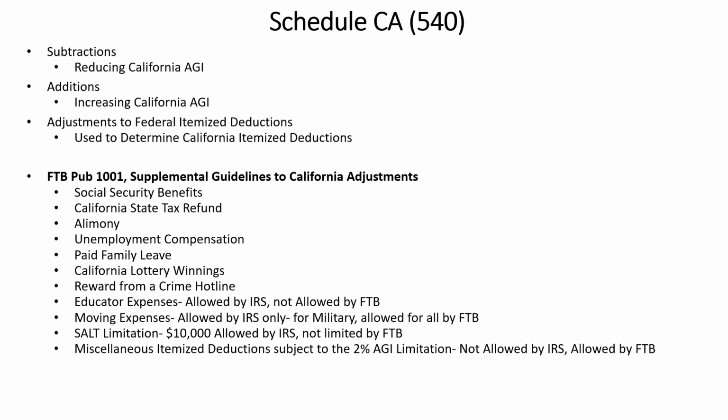And then again, certain items that are not going to be allowed on a federal return regarding miscellaneous itemized deductions, to include some type of expenses to work, are not allowed by the IRS or not allowed on a federal return, but allowed by the state of California.